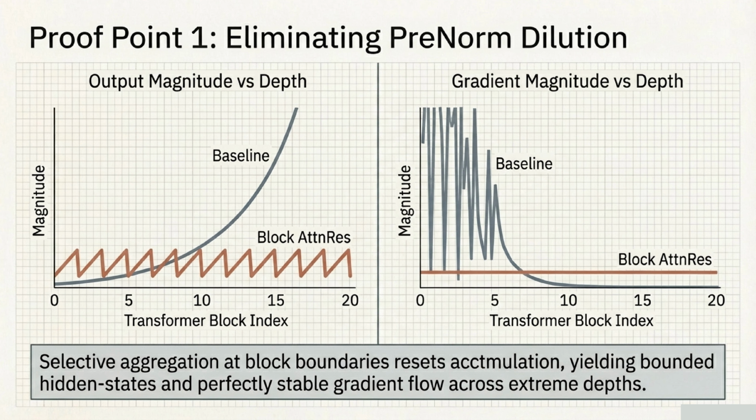Now for the proof points. Number 1, eliminating PreNorm dilution. By using selective aggregation at block boundaries, block attention res resets accumulation. As you can see on the charts, this yields bounded hidden states and perfectly stable gradient flow across extreme depths, entirely fixing the exploding magnitudes seen in the baseline.